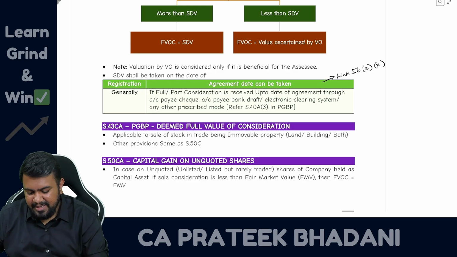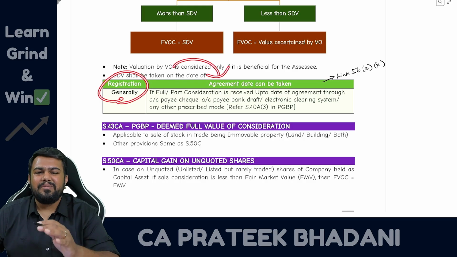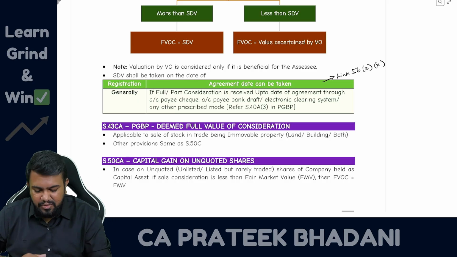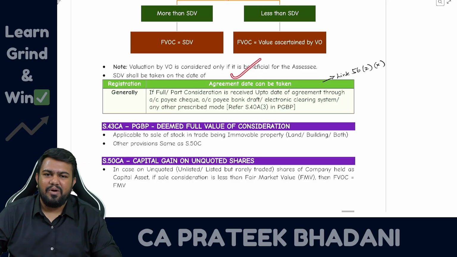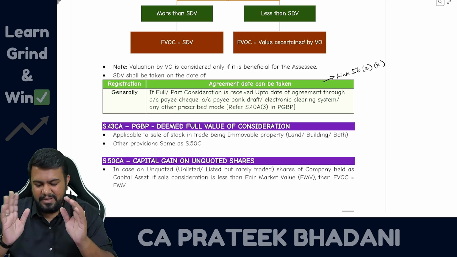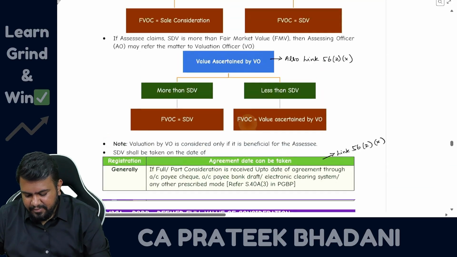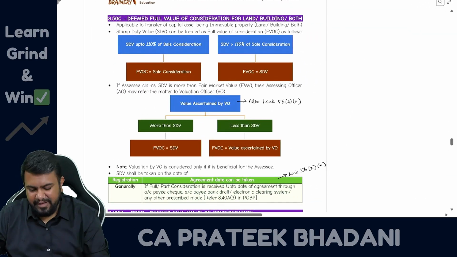So what did I say? Generally registration date. However, if on or before the date of agreement you have paid through prescribed mode, then you can take agreement date stamp duty value also. So that stamp duty value can be considered. Okay, so this is 50C deemed full value of consideration.